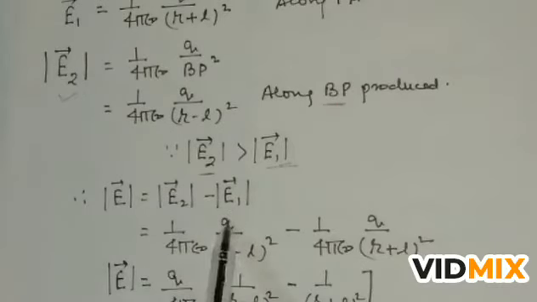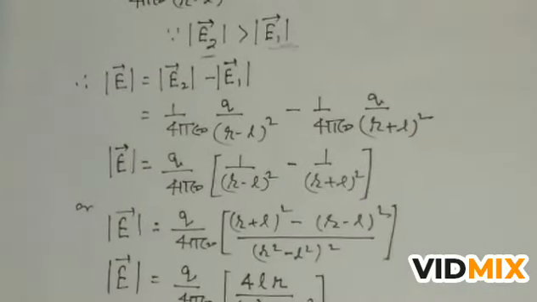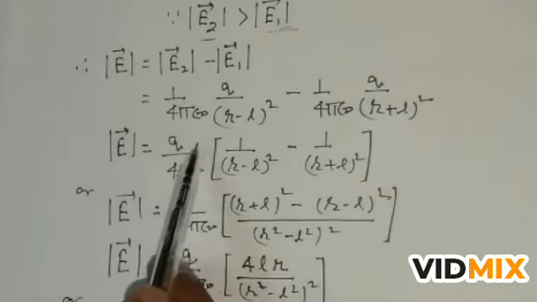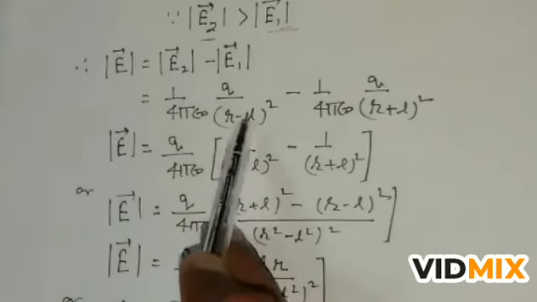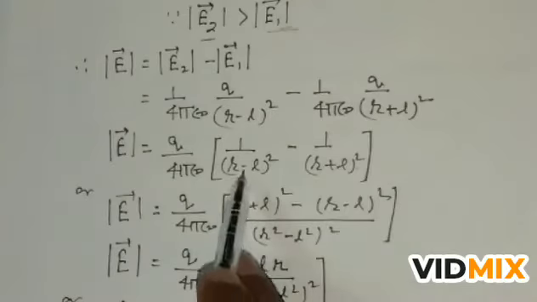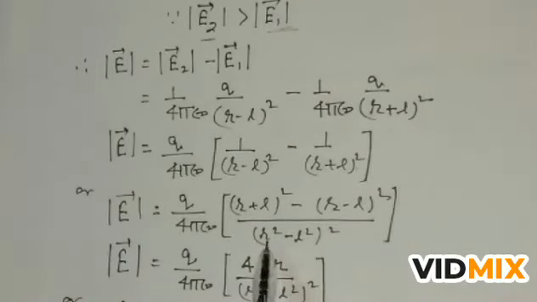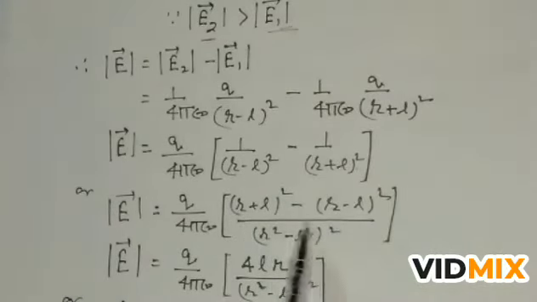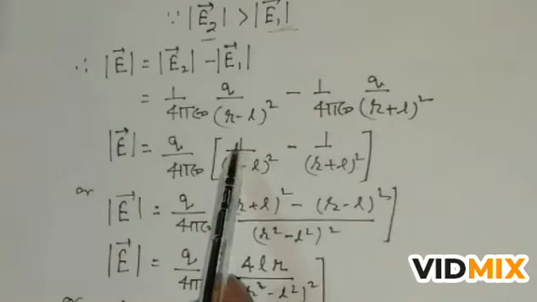So 1 upon 4 pi epsilon naught q by r minus l whole square, minus 1 upon 4 pi epsilon naught q by r plus l whole square. Now you solve this. Taking Q by 4 pi epsilon naught common, we get 1 upon r minus l whole square minus 1 upon r plus l whole square. Use the identity a square minus b square equals a minus b times a plus b, and put r plus l and r minus l here, and you solve this.